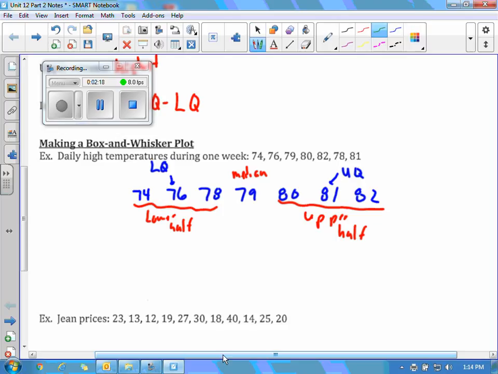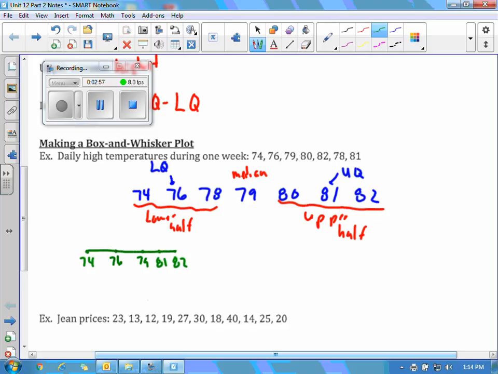Okay, so please make sure you pay attention to this. We're going to start with our lower extreme, which is going to be 74. We also need to plot 76, which is our lower quartile. We need to plot 79, which is our median. We need to plot 81, which is the upper quartile. And we need to plot 82, which is the upper extreme. Now, if you notice, all these numbers are pretty close together. That's why I do these dots pretty much the same. So you're going to draw a line all the way through these.